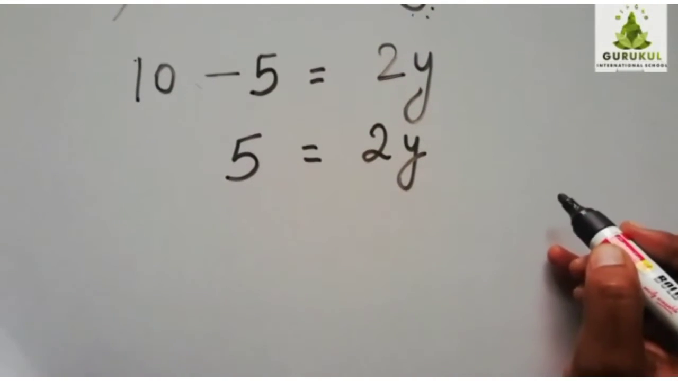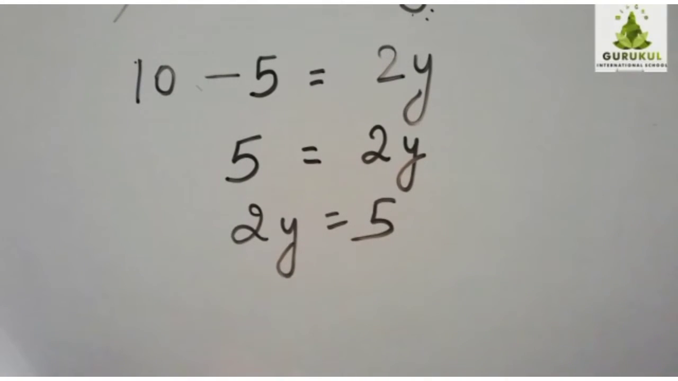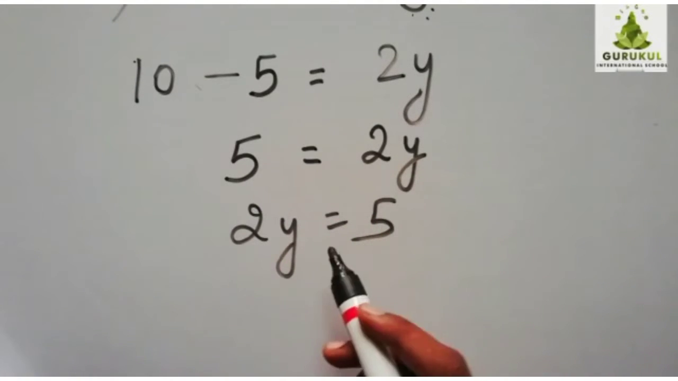What's the meaning of this? This is equivalent to 2y equals 5. Is it clear to you? You can write 5 equals 2y or 2y equals 5. The reverse way also you can write.